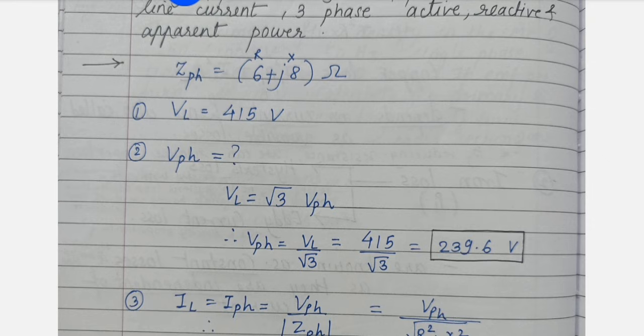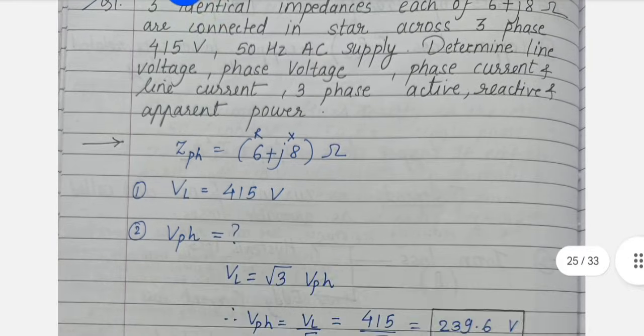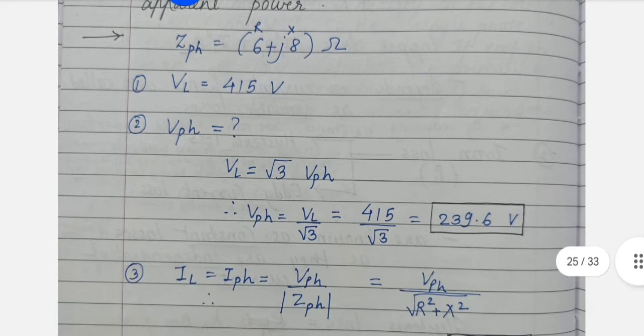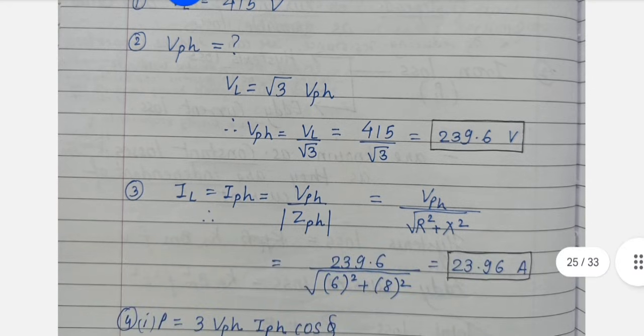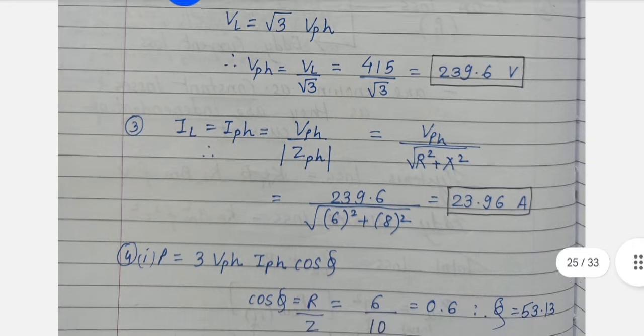Every time you have to consider that it is the phasor one. Okay, but here as the supply voltage is given, as the word supply is there, you have to consider that it is VL. You will not consider VPH when supply is given. So VL is 415 volt, given. In this case, as it is star connection, we will use VL equal to root 3 VPH, and you will get VPH as 239.6 volt, and IL equal to IPH in case of star connection. So the same thing you can find out.